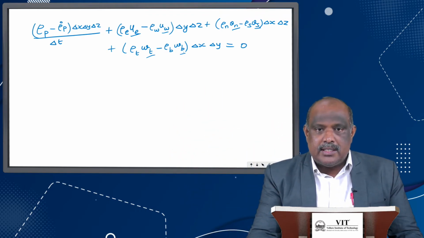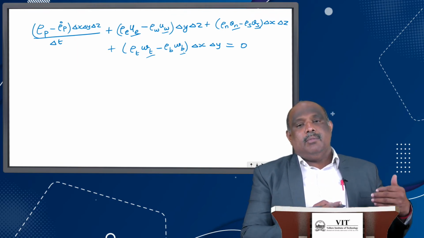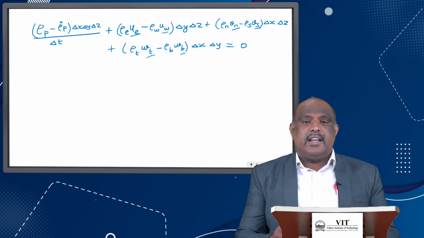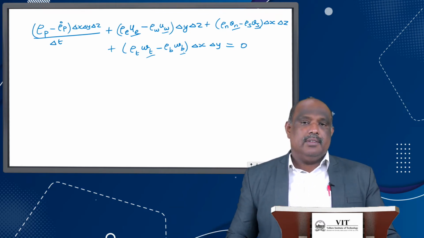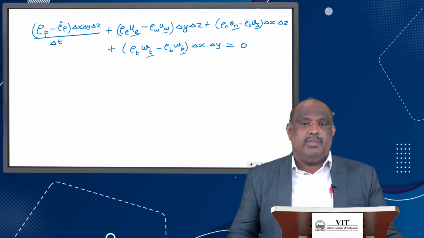What is this equation called? Kinetic equation, that is what I told. Whatever values you get from the momentum equation, you substitute in this kinetic equation. If it gets satisfied, your task is over. Mostly it will not get satisfied, and you have to go for some iterations.